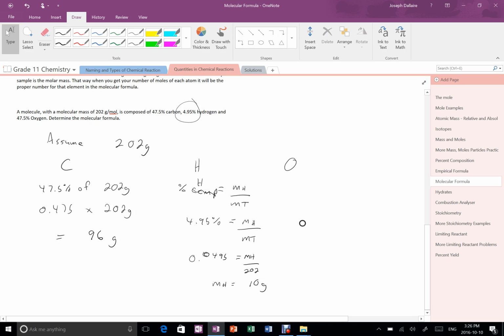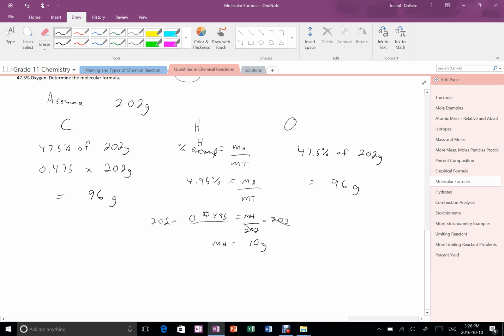So that's just going through, and in the end, what I ended up doing here was just multiplying my percent by my mass anyways, times 202. But that just shows you one more time, using the formula, why it ended up being percent times the total mass. But if you want to think of 47.5% of 202, whatever's easier for you to keep track of. Now I have 47.5% of 202 grams, and that's going to work out to be 96. So if I assume 202 grams, I get 96 grams of this, 96 grams of this, and 10 grams of that.